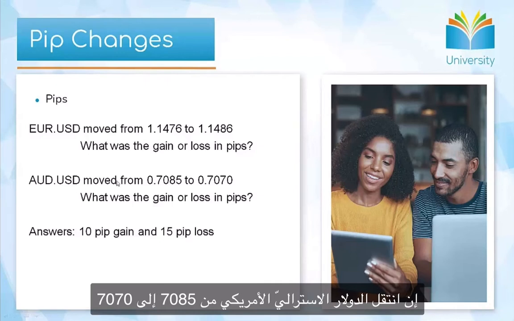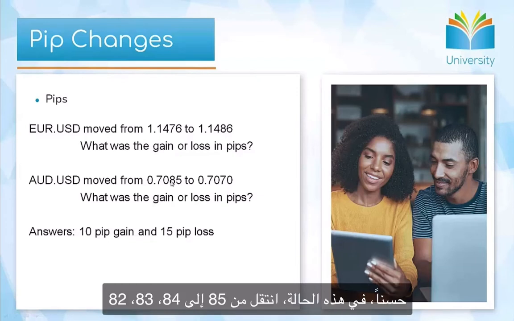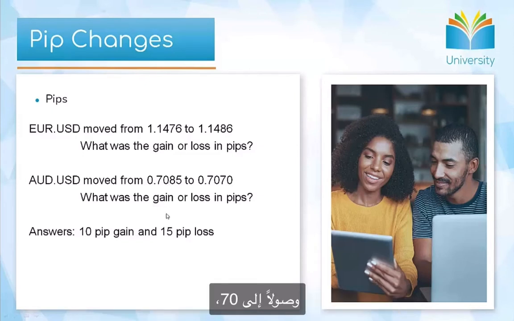If Aussie USD moved from 70.85 to 70.70, what was the gain or loss in pips? Well, in this case, it went from 85 to 84, 83, 82, all the way down to 70, so that is a 15 pip loss. This was a 10 pip gain. This was a 15 pip loss.